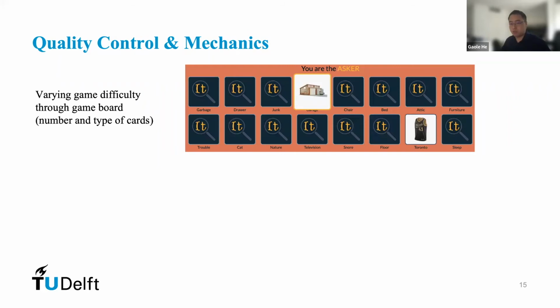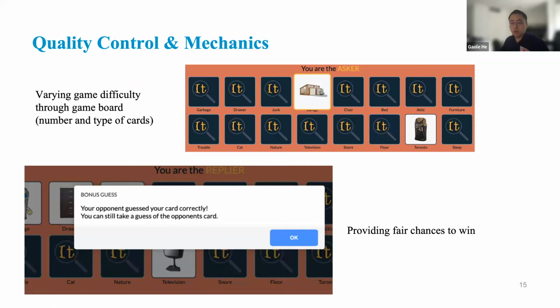To guarantee the quality of the collected consensus knowledge, we have the following feature designs. First, we provide varying game difficulty through the number and types of cards in the game board. In our experience, the boards which contain abstract concepts like fun and happiness become more challenging compared to game boards composed of concrete daily items. To ensure both players have an equal chance to win, if the opponent makes a correct guess, this player can still make a guess and have an equal chance to win and get a bonus from our study.